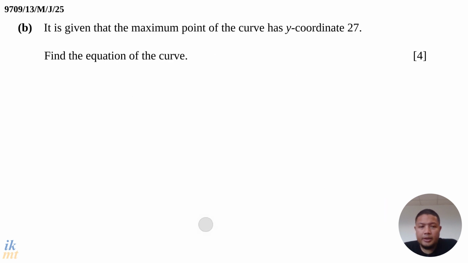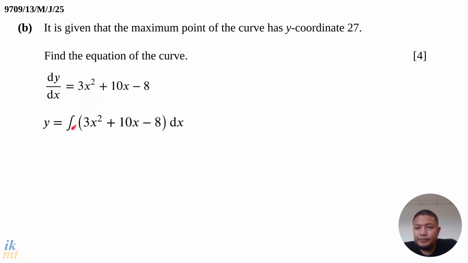All right, so part B, it is given that the maximum point of the curve has y coordinate 27. Find the equation of the curve. All right, so we were given the gradient function. And if you have the gradient function of the curve, to find the equation of the curve, all you have to do is to integrate the gradient function. Sorry, not integrate the curve, integrate the gradient function. So let's integrate the gradient function.